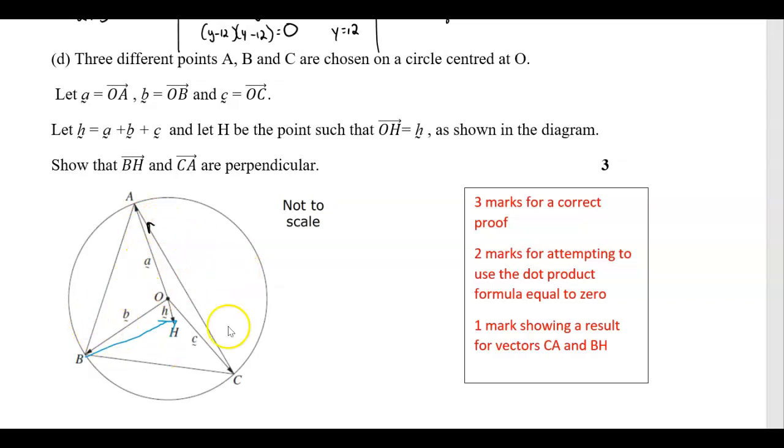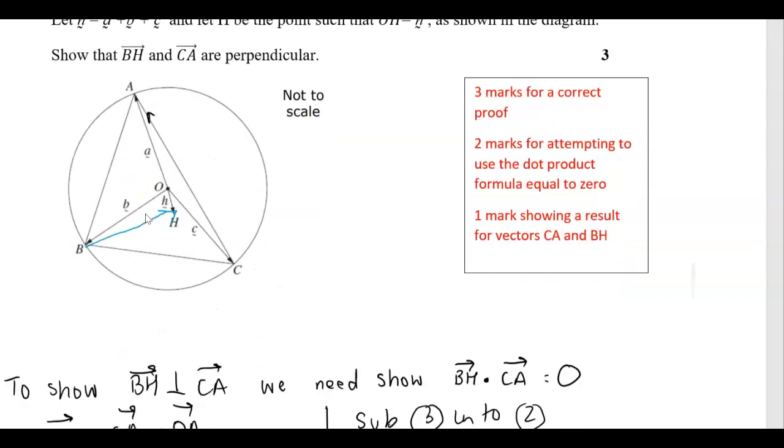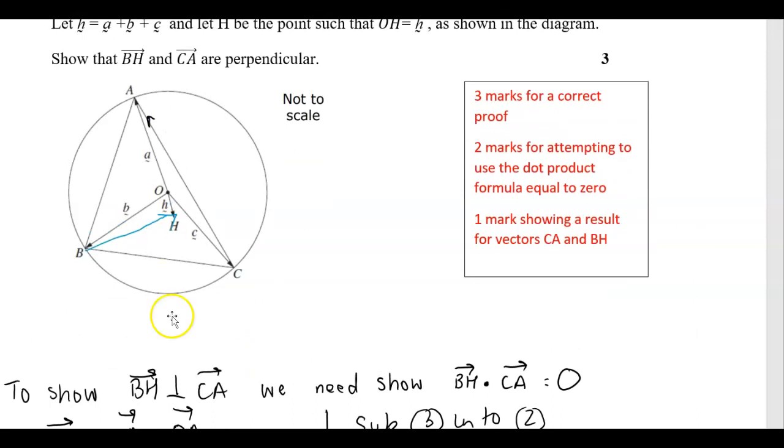So from the diagram, we can't really do much at this point. Let's write down what we know, and let's make some triangles out of the triangles that we do know and see what we can do. Okay, so to show that these are perpendicular, we need to show that their dot product is equal to 0. So perpendicular, dot product is equal to 0.